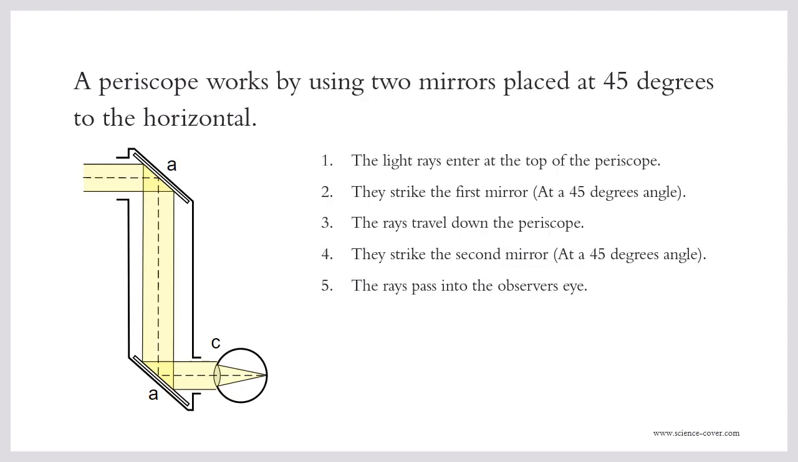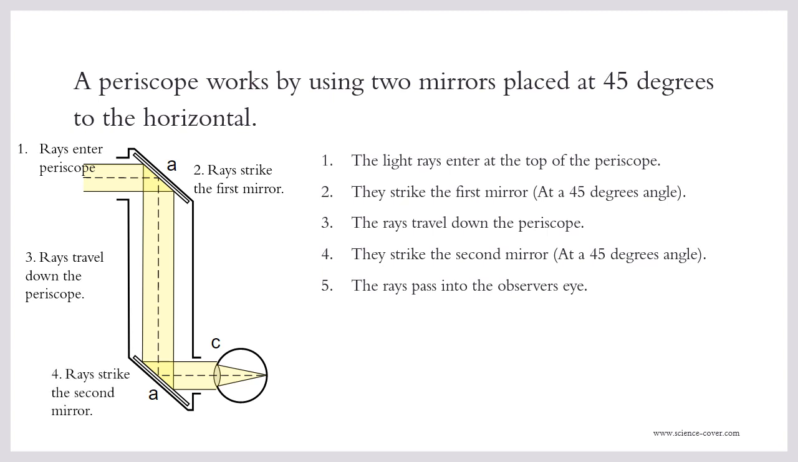A periscope works by using two mirrors placed at a 45-degree angle to the horizontal. In this diagram, we can see those mirrors labelled A. The light will enter through the top of the periscope, strike the first mirror, travel down the periscope, strike the second mirror, and then pass to the observer's eyes.